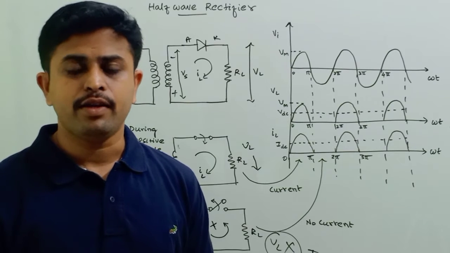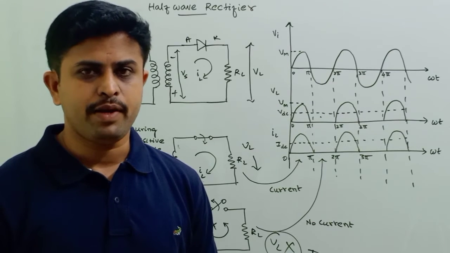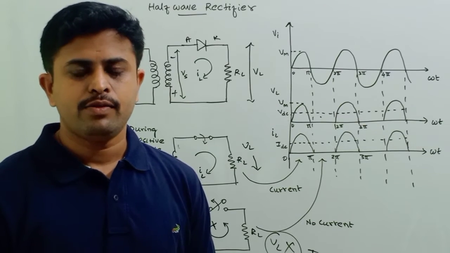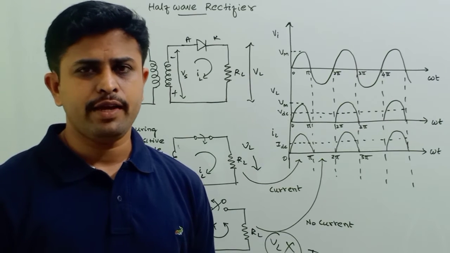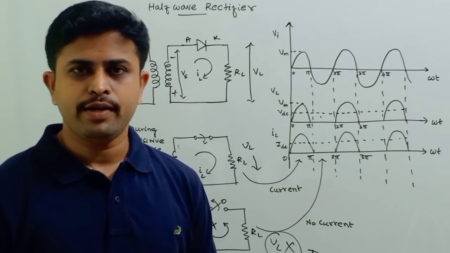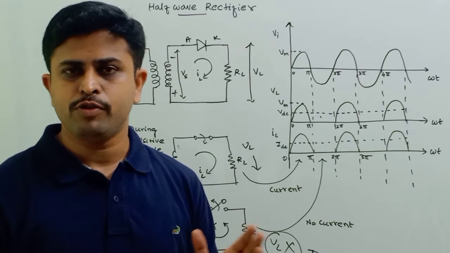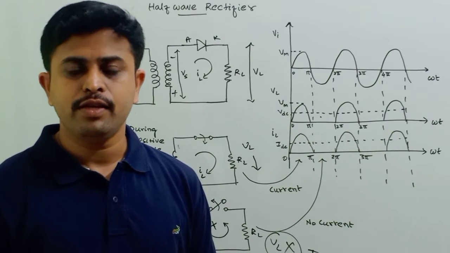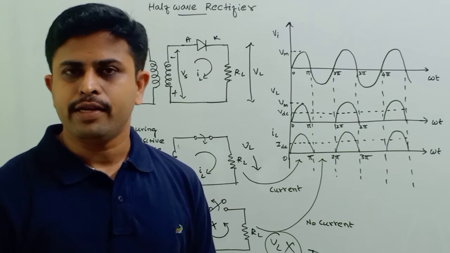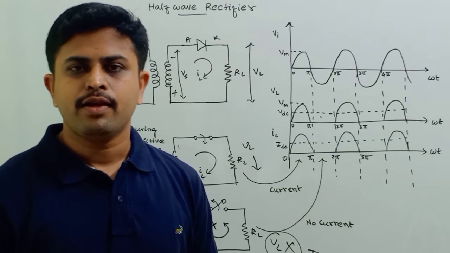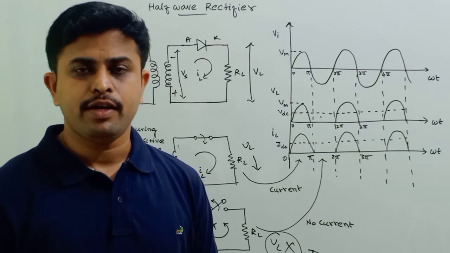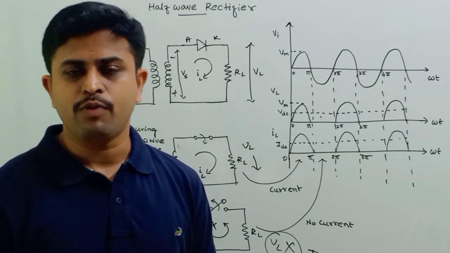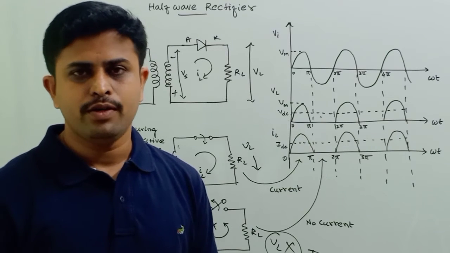In this video, we are going to learn the working of a half-wave rectifier circuit. A rectifier is a circuit which converts AC supply into DC supply. So, what do we mean by converting AC to DC? We know that AC is alternating, which keeps on changing its direction with respect to time, whereas DC is unidirectional. So the rectifier circuit will convert that bidirectional current into unidirectional, nothing but converting AC into DC.